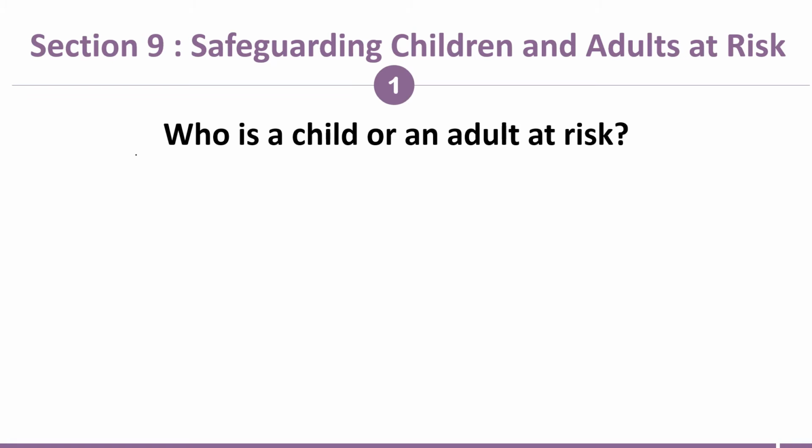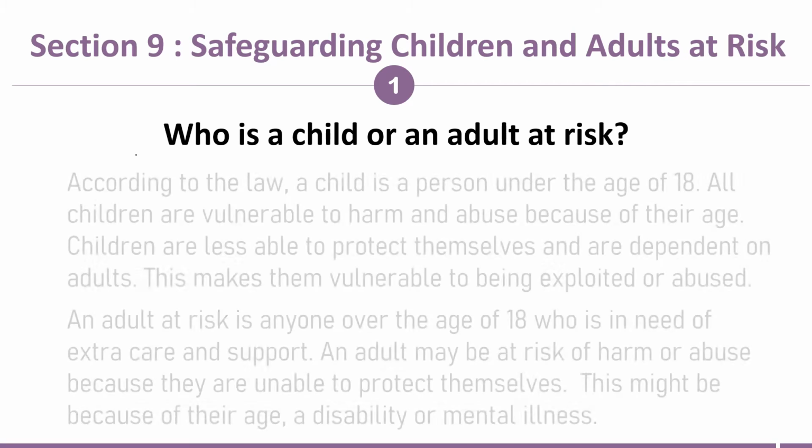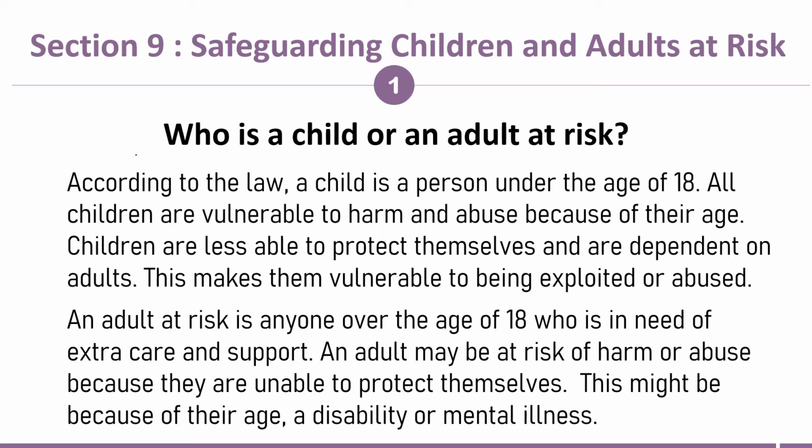Who is a child or an adult at risk? According to the law, a child is a person under the age of 18. All children are vulnerable to harm and abuse because of their age. Children are less able to protect themselves and are dependent on adults. This makes them vulnerable to being exploited or abused. An adult at risk is anyone over the age of 18 who is in need of extra care and support. An adult may be at risk of harm or abuse because they are unable to protect themselves. This might be because of their age, a disability, or mental illness.